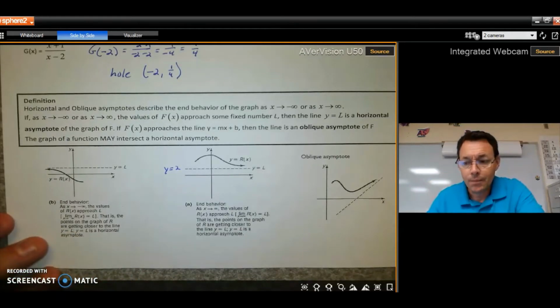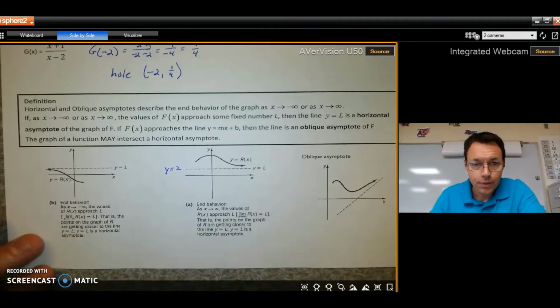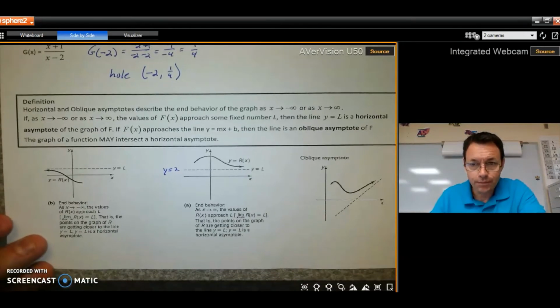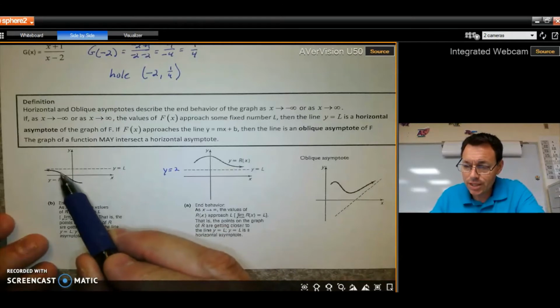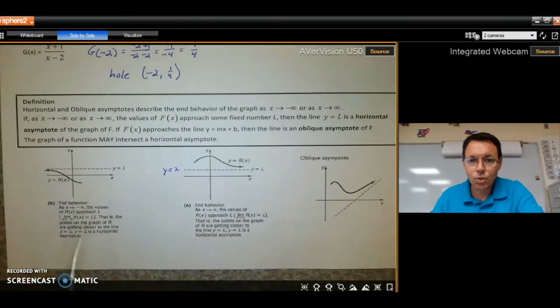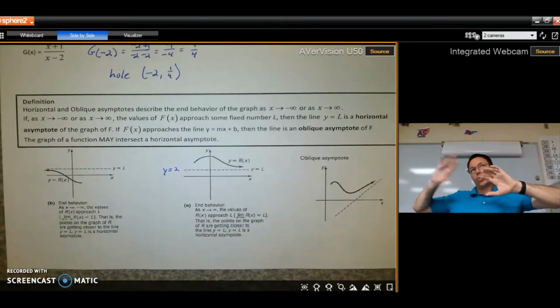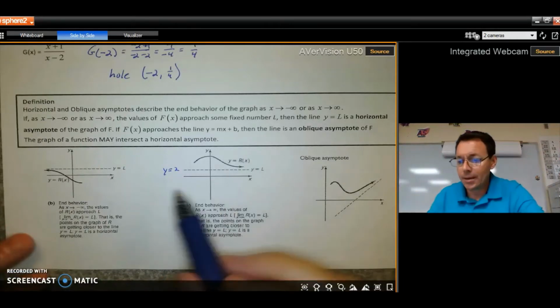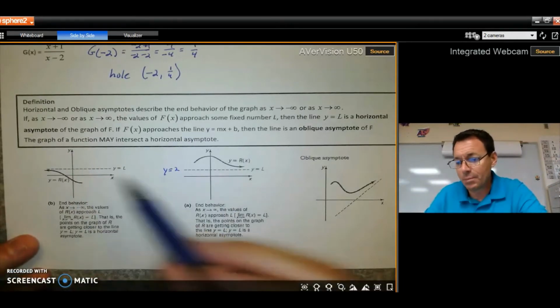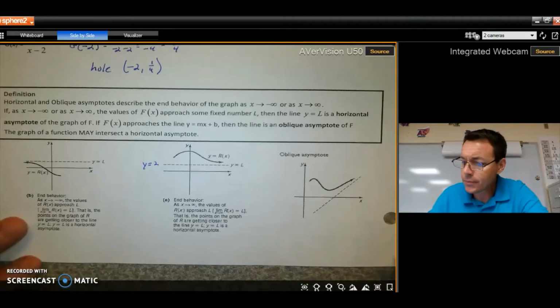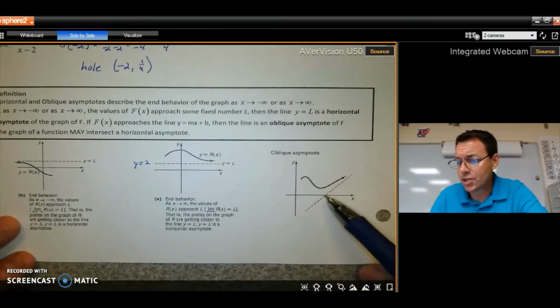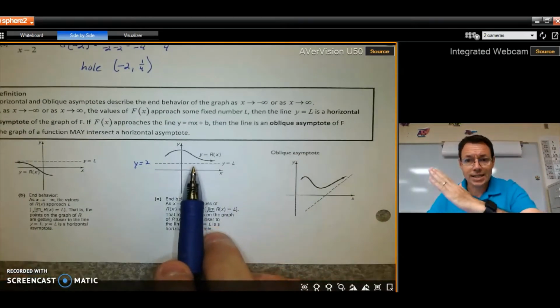Okay? Now, you are allowed to cross a horizontal asymptote. You will never, ever cross a vertical asymptote, but you are allowed to cross a horizontal. If you do, your graph usually does so in the middle, not towards infinity. As you go towards infinity or negative infinity, your graph doesn't cross, but it can here in the middle. And sometimes we'll have graphs that do that, and I don't want you to get worried and think you did something wrong.